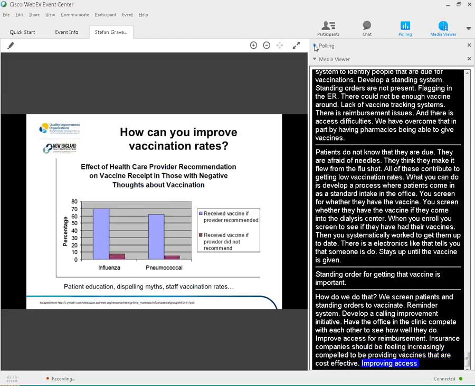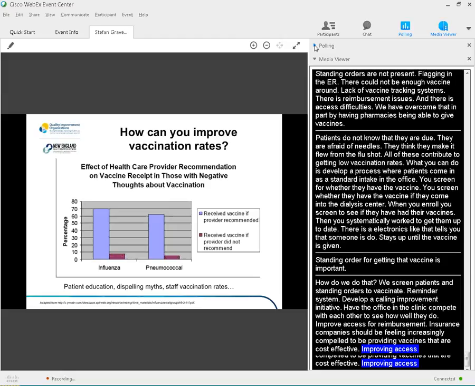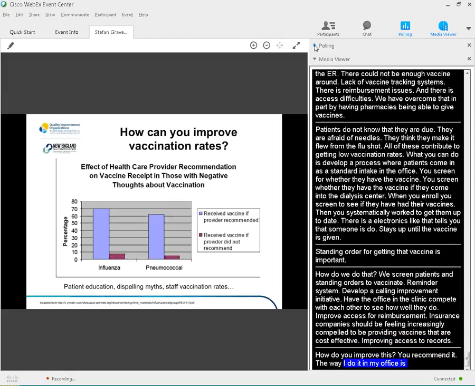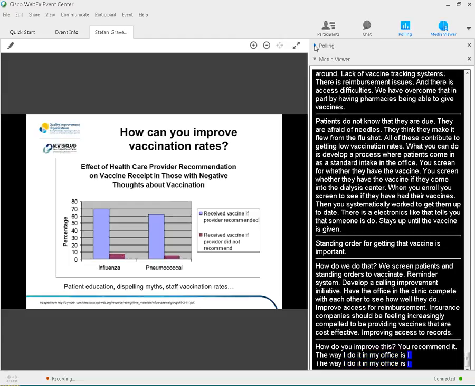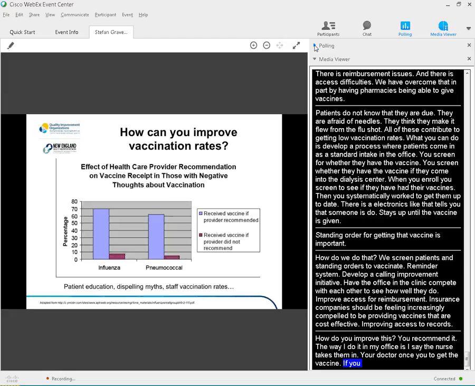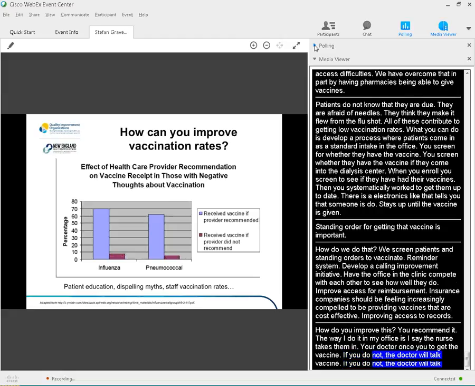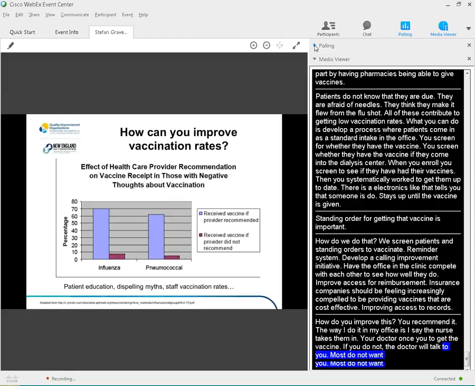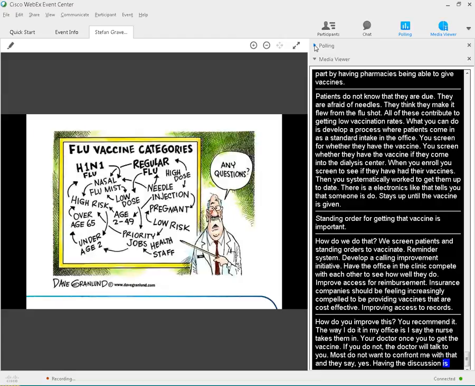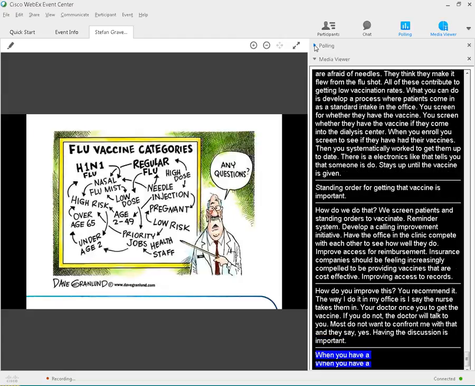How do you improve it? You recommend it. So the way I do it in my office, the nurse takes them in and says, your doctor wants you to get the vaccine. If you don't want to get the vaccine, your doctor's going to talk to you, but he highly recommends it. And with that, most of them don't want to confront me with that, so they usually just say yes. And if it comes to that, having that discussion is important because it'll not just be that one vaccine, it'll be all the other vaccines they'll have issues with too. So when you have a provider recommend it, you can see the uptake goes up dramatically. So here's the flu vaccine recommendations as I told it to you already. Any questions?